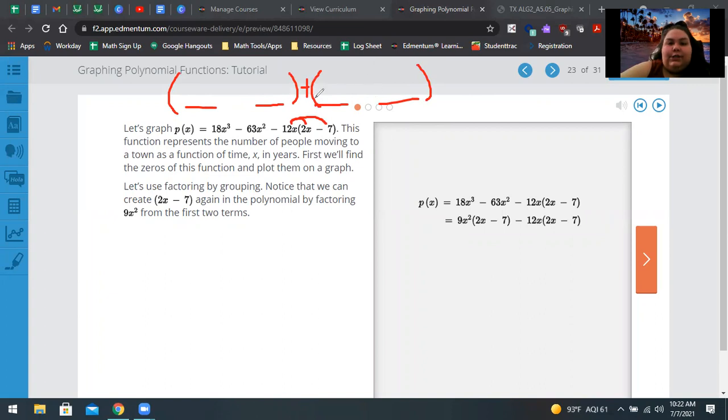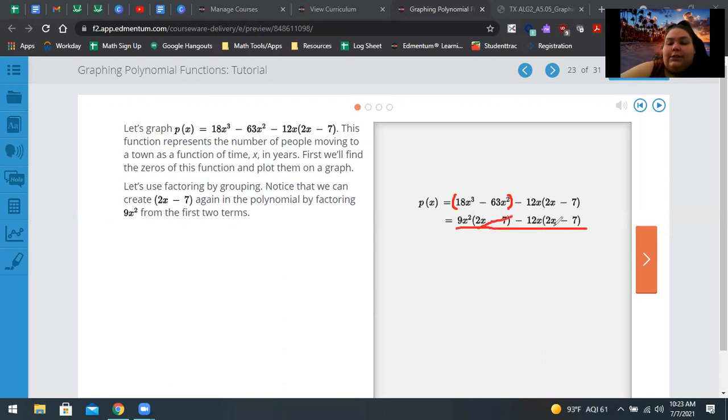Now, they did do an extra step for us already. They factored the GCF from the second set of parentheses. We need to factor the first pair. So we just need to factor out the GCF for 18x cubed minus 63x squared. We focus on the variables first. The most that I can take out is x squared. And I can also see that both 18 and 63 are divisible by 9. So that's how they came down to this part here for us.